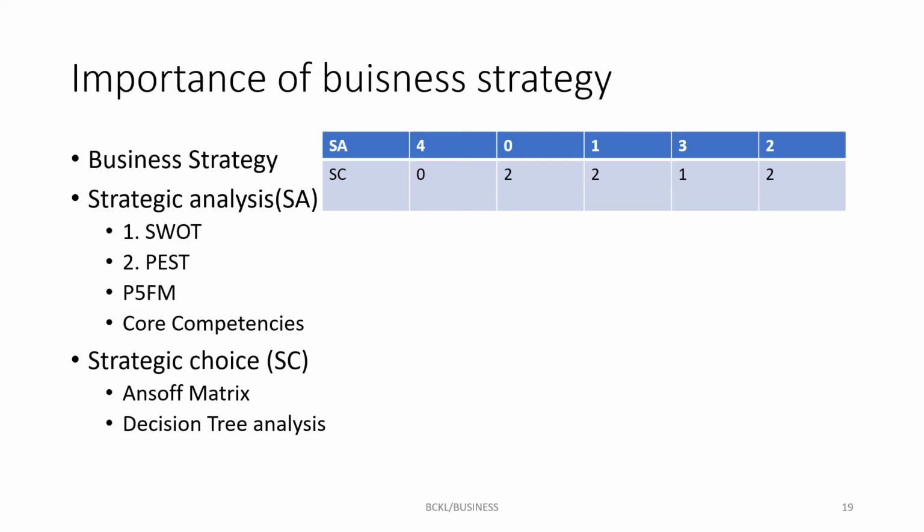and decision tree. Now what you can do, either you talk about all 4 in the strategic analysis and you don't talk about the techniques in strategic choice, or you do not talk about the strategic analysis but you talk about the strategic choices, or you take 2 in the strategic analysis and 2 in the strategic choice, or 1 in strategic analysis and both in strategic choice. So it depends on you.